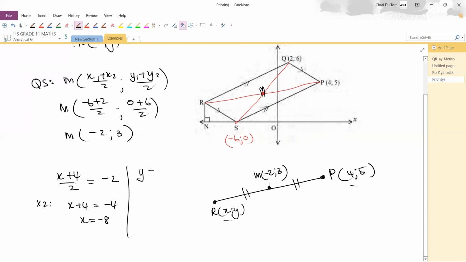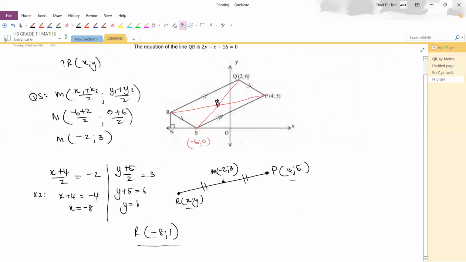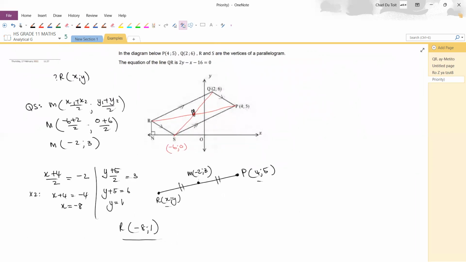We can also determine the Y value. The one y plus the other y over 2 gives me the Y value in the middle. Multiply with 2 right through. Y plus 5 is 6. 6 minus 5 is 1. So the coordinate of R is -8 and 1. Exactly the same we got. This is just the algebraic way to do it, so this is like method 2. Quickly jot that down or snap it. Photograph it, in other words.